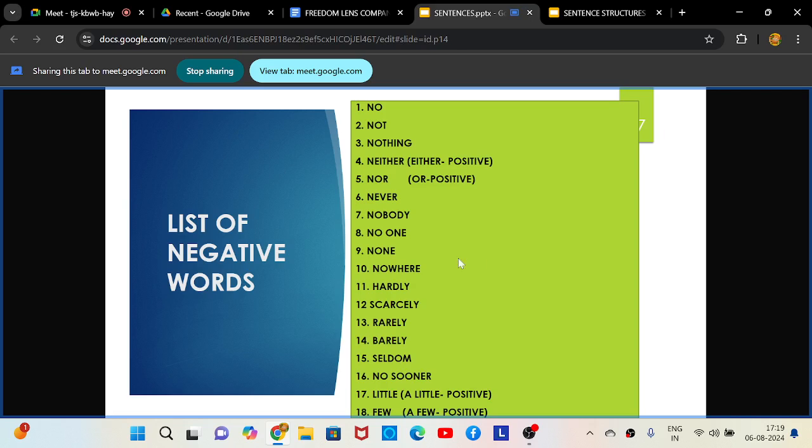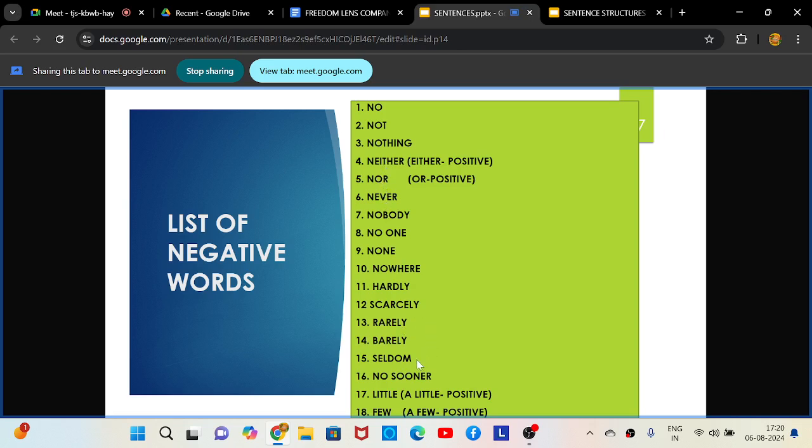Okay, so if you are using any of these words in a sentence, the whole sentence becomes a negative sentence. And I have given an exception. Neither and nor are... Sorry, ma'am, sorry for the disturbance. Ma'am, I have one doubt, ma'am. Ma'am, rarely, seldom, both are same meaning, ma'am.